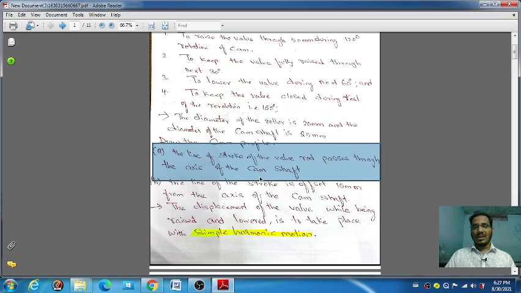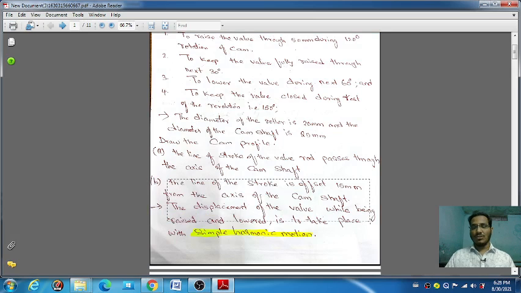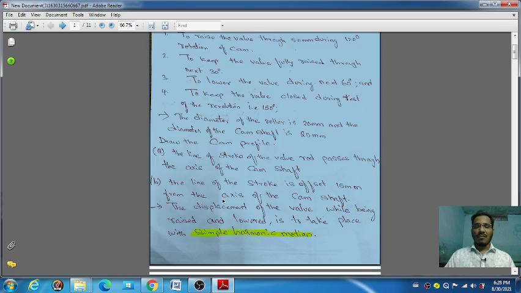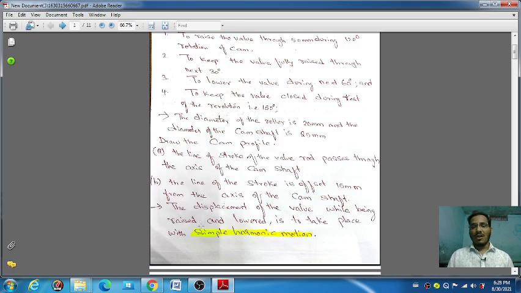That is called, here the question is asking in a different way, the line of stroke of the valve rod passes through the axis of the camshaft. The second one is, the line of stroke is offset 15 mm from the axis of the camshaft. First, the axis of the follower is passing through the same axis of the cam. Second, we have to prove the axis of the follower is above the point from the axis of the cam at a distance of 15 mm.